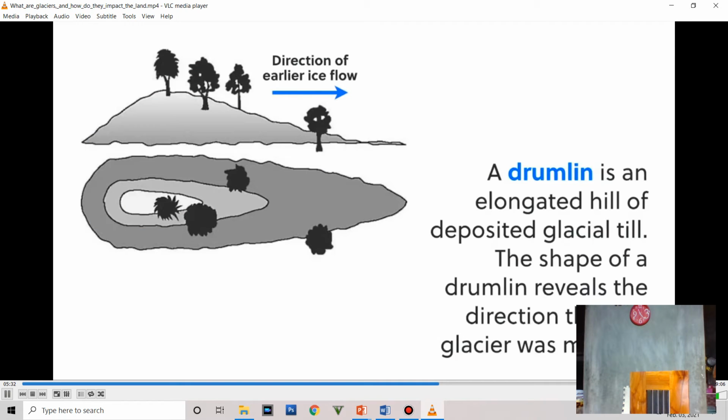Oftentimes, glaciers will leave behind something called a drumlin, which is simply an elongated hill of sediment. Remember, the sediment would be unsorted and unlayered. What's interesting about drumlins is the shape that they often take as the ice goes up and over and moves the sediment. You end up with this teardrop-shaped hill. And by looking at the shape of the hill, you can determine the direction that the ice flowed. It often flowed towards the flatter side of the hill, the less steep side.